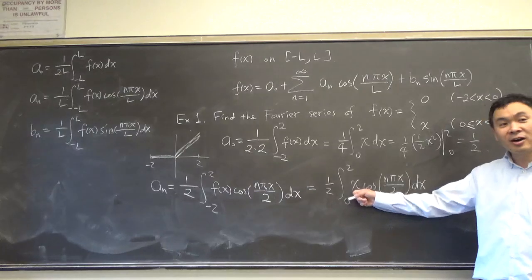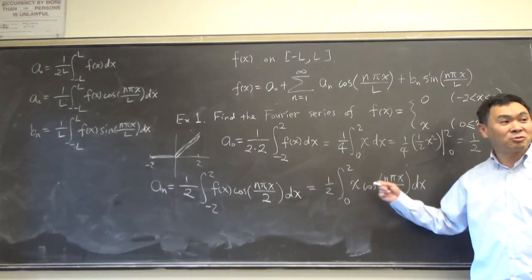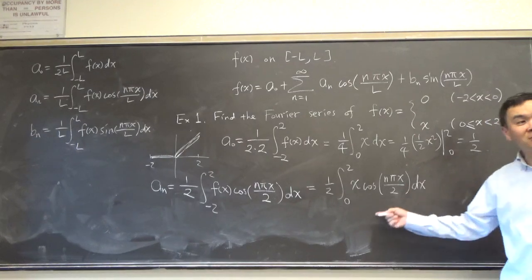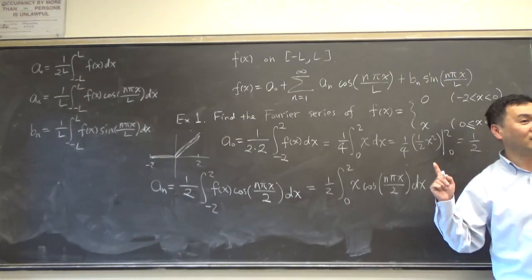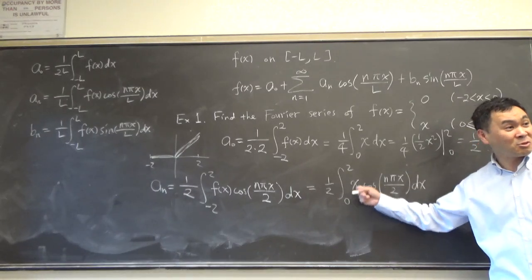Notice that x is an odd function and cosine is an even function. So if you multiply an odd function times an even function, you get an odd function, right? Does that mean that this integral is 0? No. Why not? It's not a symmetric domain, because you're integrating from 0 to 2.